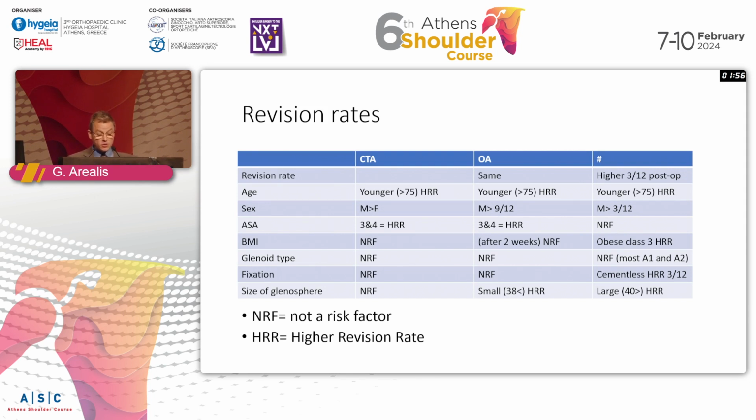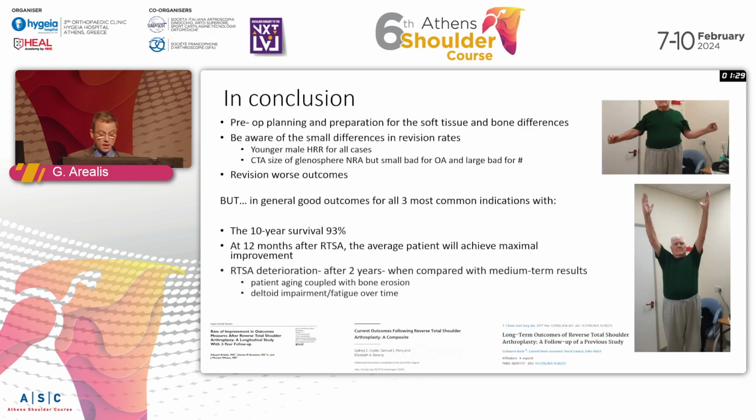The fixation is not that relevant, but cementless implants have a slightly higher rate of revision in the first 3 months. The glenoid type is not significant. The revision rates are the same in all 3 indications. And the BMI, again, not significant after the first few weeks. Similar with the RSA grade, but young male patients have a high failure rate, especially in the first 3 to 9 months. And that is in conclusion.